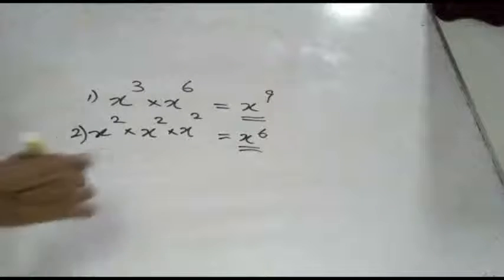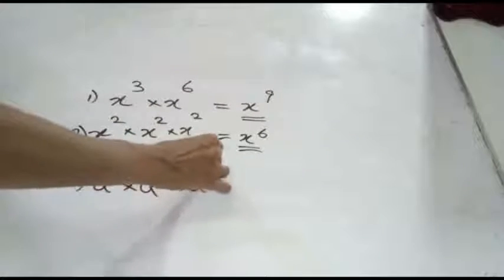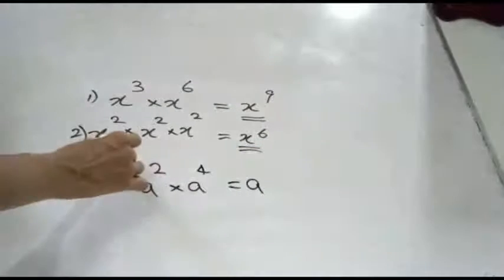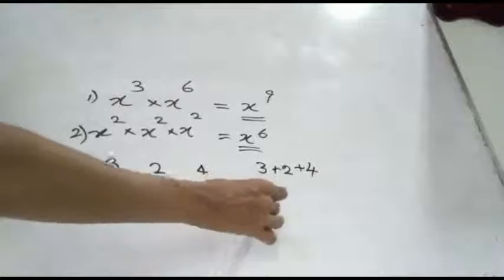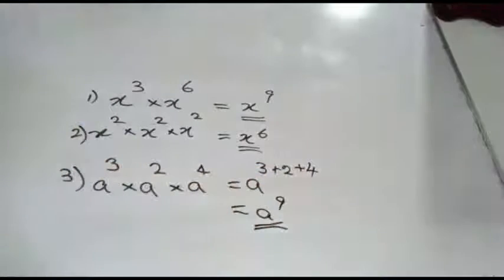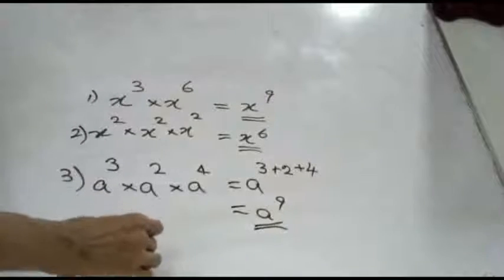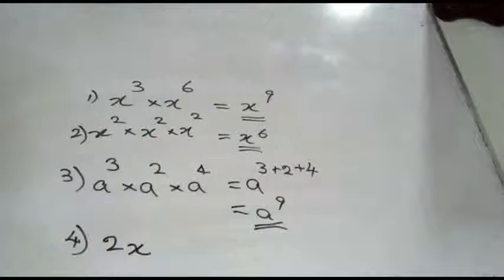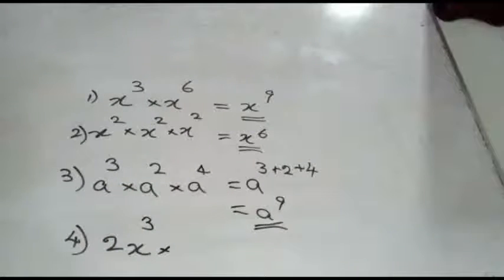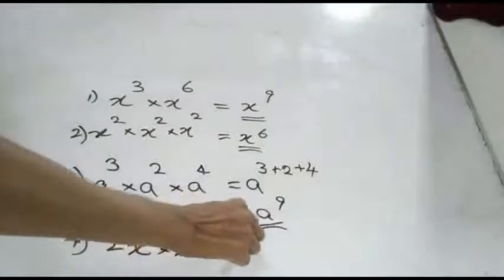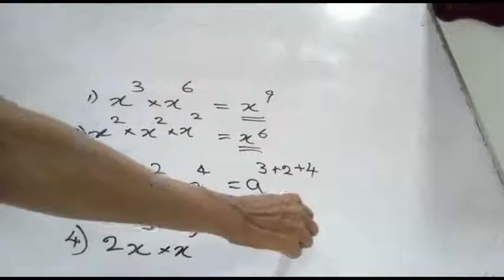a to the power 3 is multiplied by a to the power 2 is multiplied by a to the power 4. a to the power 3 plus 2 is equal to 5. 5 plus 4 is equal to 9. a to the power 9 is the answer. Fourth one. 2x to the power 3 is multiplied by x to the power 5 is equal to 3 plus 5 is equal to 8. x to the power 8.